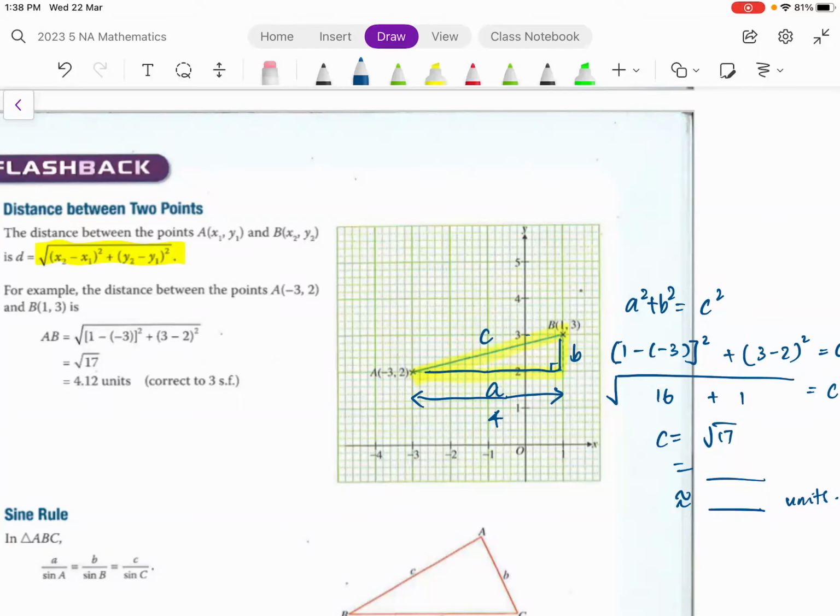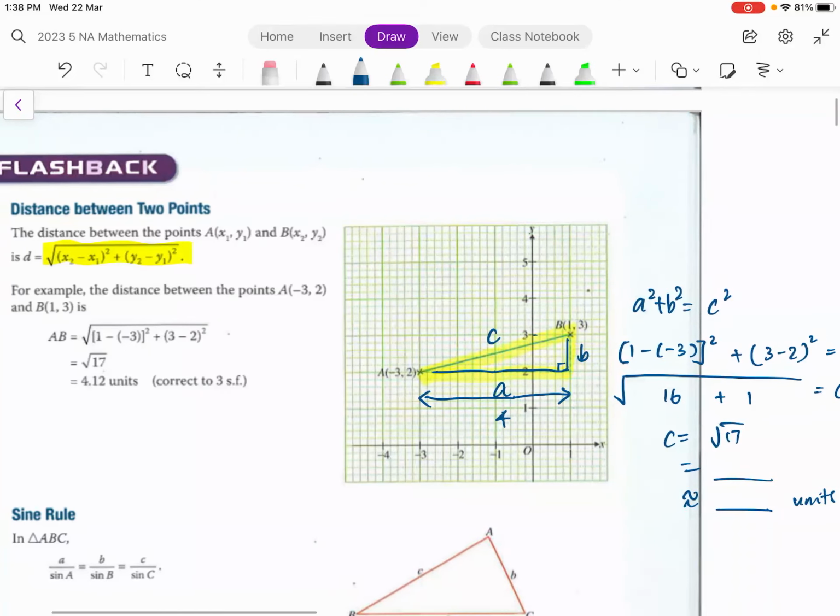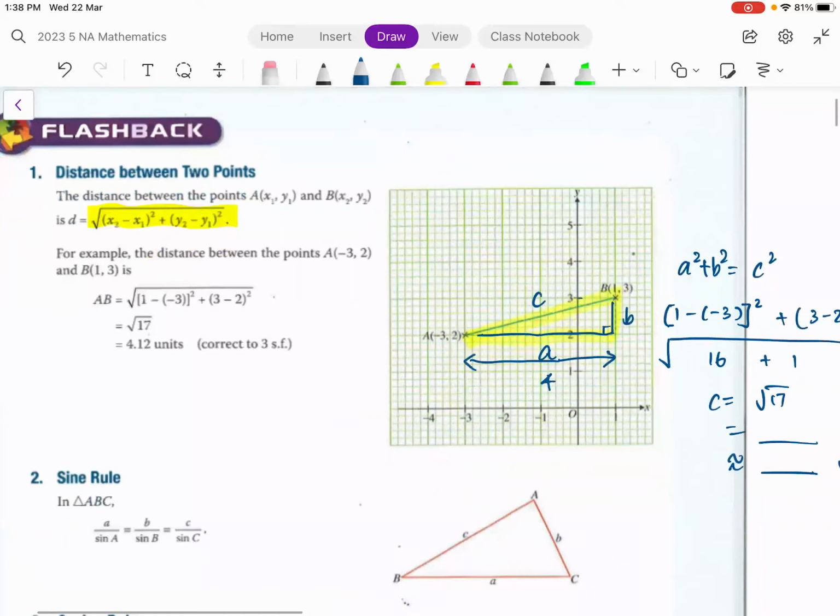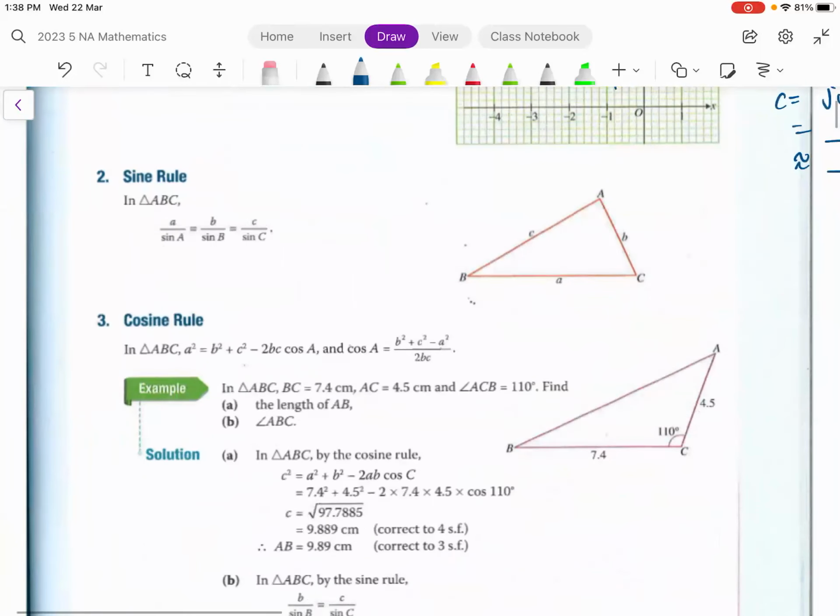Then does the y come first or the x come first? Must it be x2 minus x1 or can it be x1 minus x2? Then you start to stress yourself. Don't need to memorize, just go back to your Pythagoras theorem. You'll be okay. All those problems will be sorted by themselves. Okay? So that is how we find the length of a line segment. Next, we want to go through your sine rule.